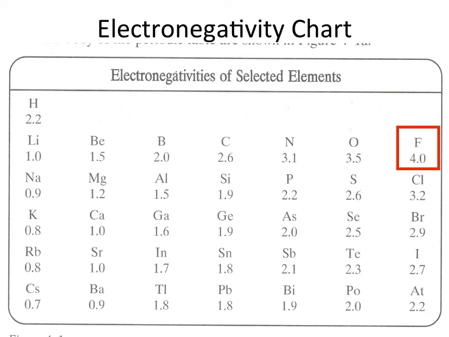So remember, electronegativity is different than electron affinity. Electronegativity refers to basically the distribution of electrons in bonded structures. Electron affinity is actually the picking up of an electron to form an anion.